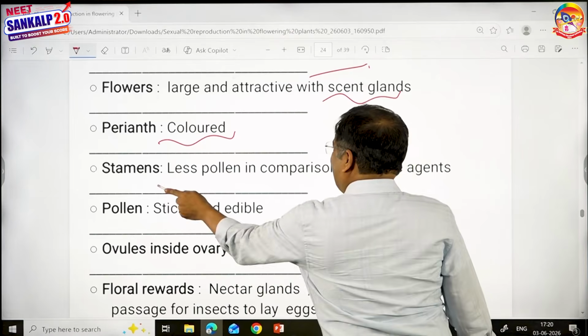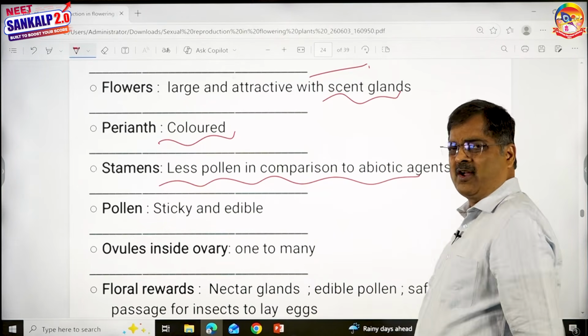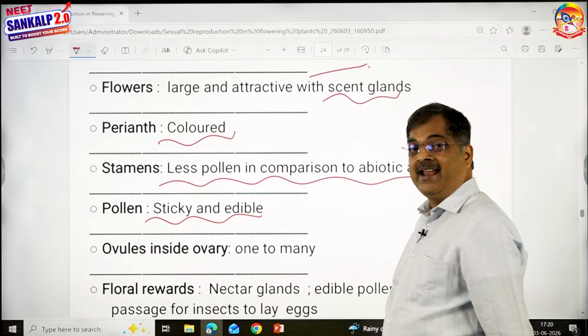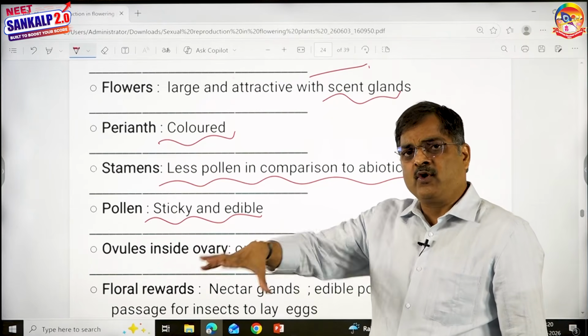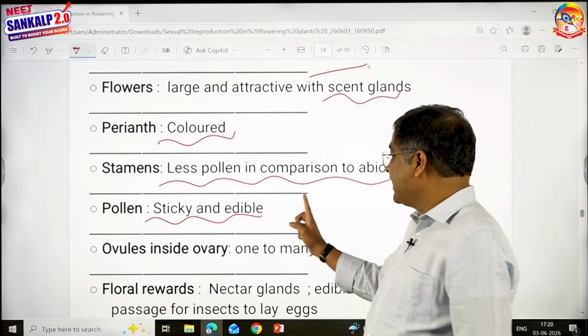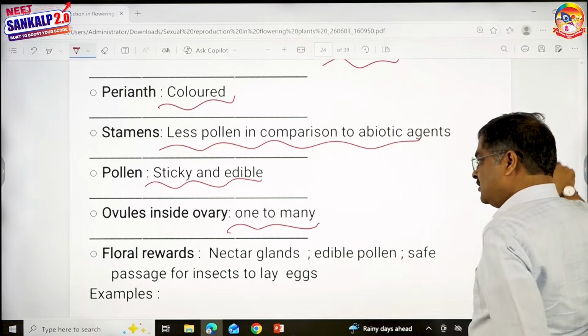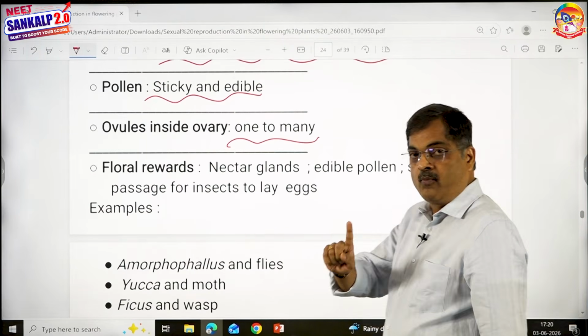Stamens produce less pollen in comparison to abiotic, nothing wrong in it. Pollen is sticky, very important, and edible. Edible to whom? Edible to insects as well. Sticky and edible. Ovules inside the ovary could be one to many. These are important, floral rewards.